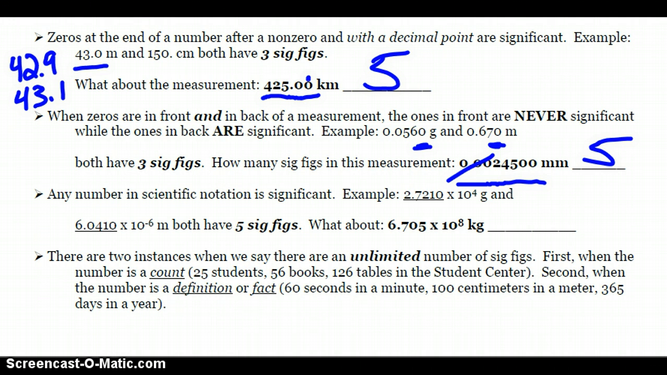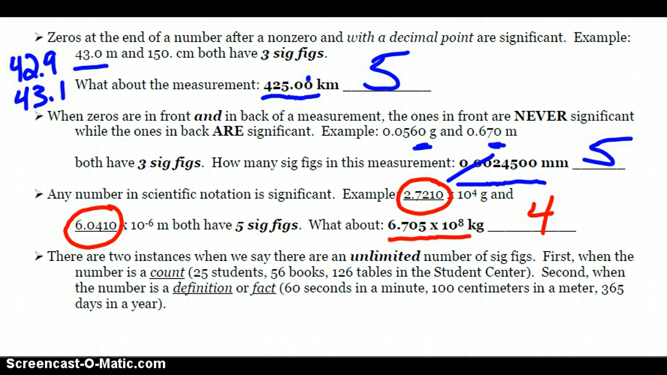One of the ways we can get rid of the bad zeros, the confusing zeros, is by doing scientific notation. When we chop off a bunch of those zeros, then what's left in the scientific notation is always significant. The times 10 to the stuff, those are the zeros we chopped off. So here we have 6.705 times 10 to the 8th kilograms. So there are 4 sig figs in that number.